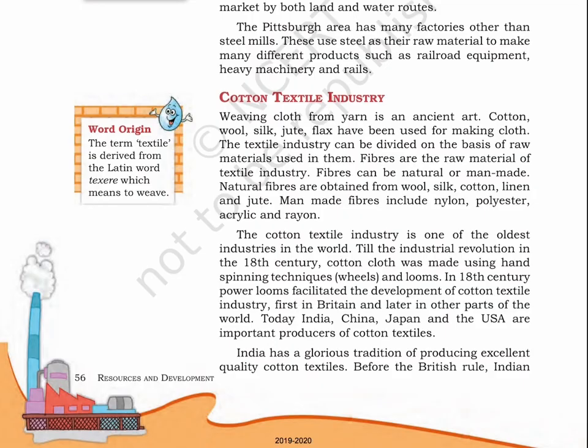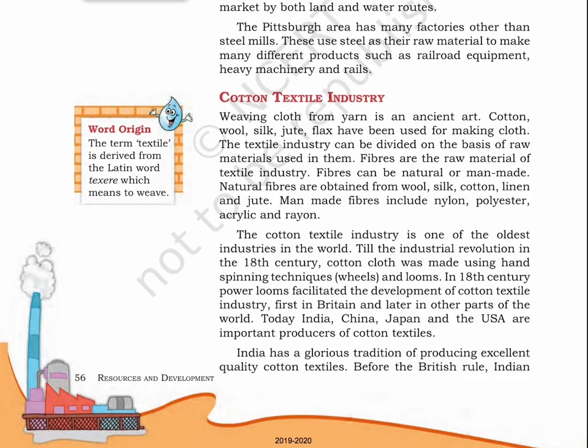The cotton textile industry is one of the oldest industries in the world. Till the Industrial Revolution in the 18th century, cotton cloth was made using hand spinning techniques, wheels, and looms. In the 18th century, power looms facilitated the development of the cotton textile industry, first in Britain and later in other parts of the world. Today, India, China, Japan, and the USA are important producers of cotton textiles. Page number 57.